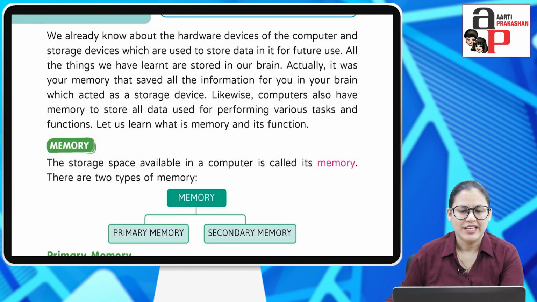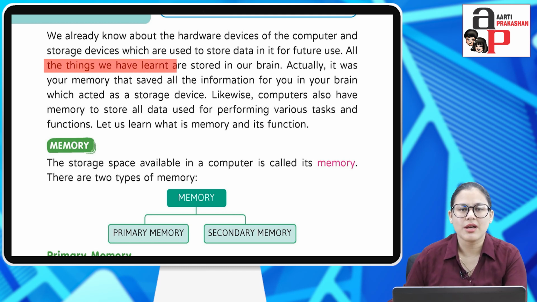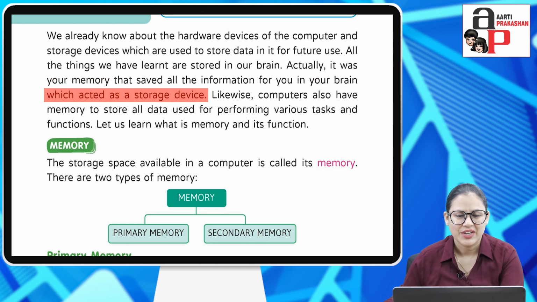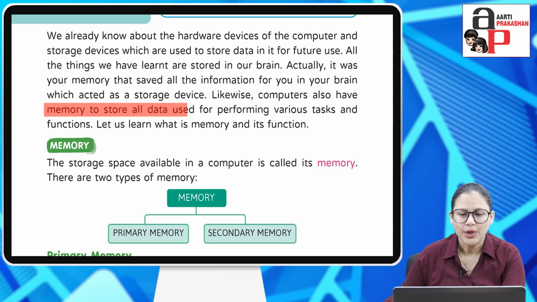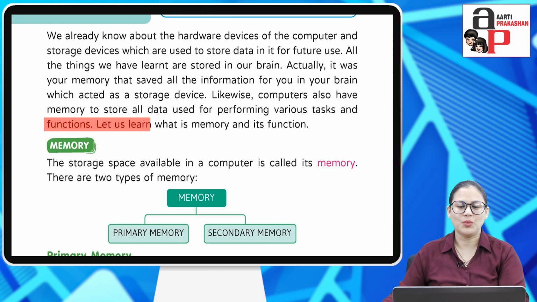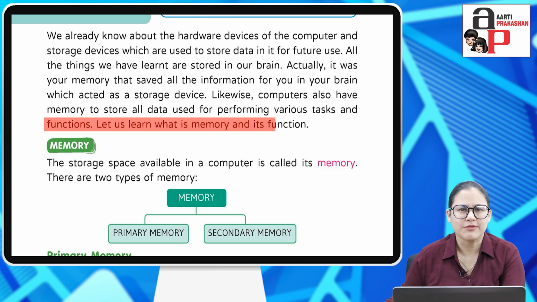We already know about the hardware devices of the computer and storage devices, which are used to store data in it for future use. All the things we have learned are stored in our brain. Actually, it was your memory that saved all the information for you in your brain, which acted as a storage device. Likewise, computers also have memory to store all data used for performing various tasks and functions. Let us learn what memory is and its function.